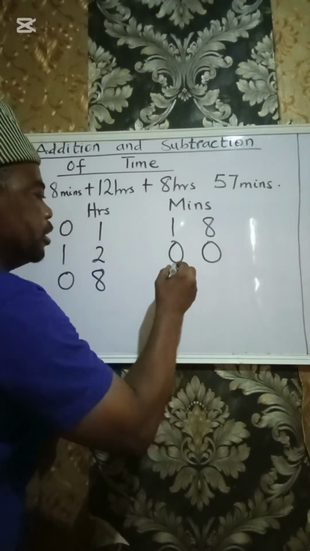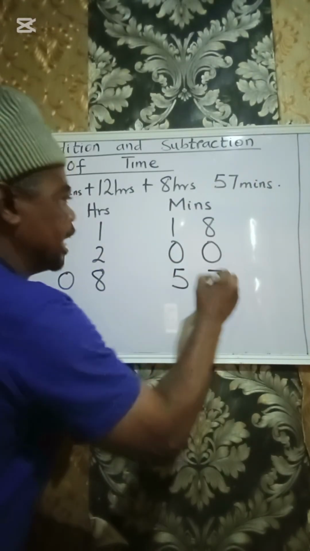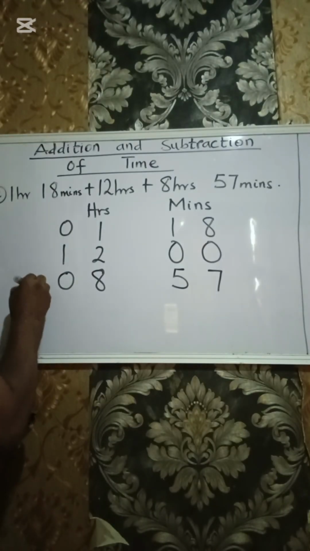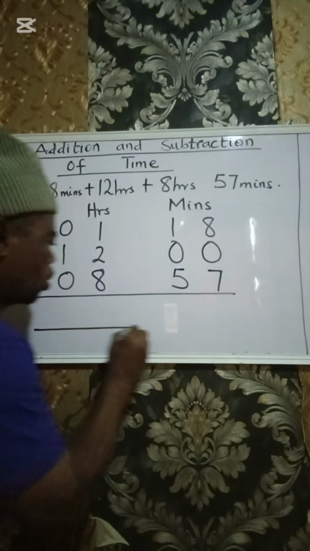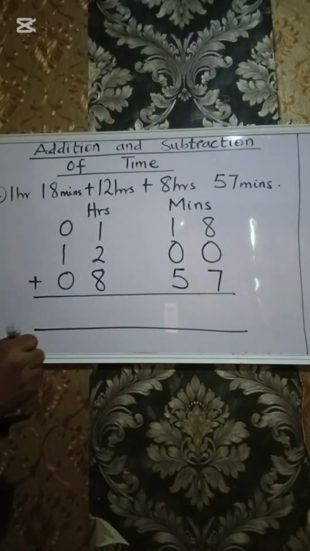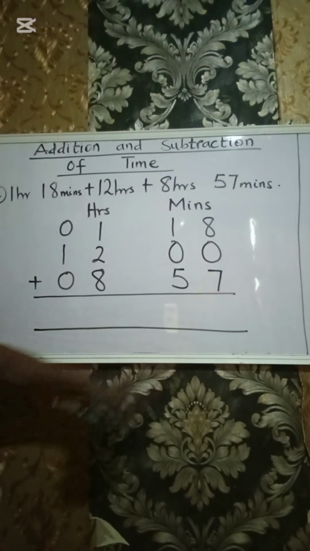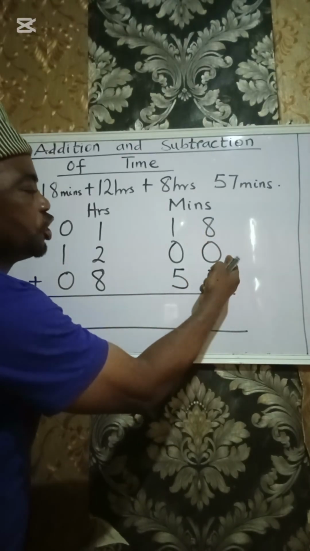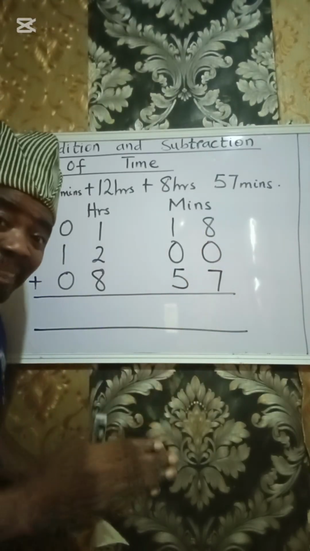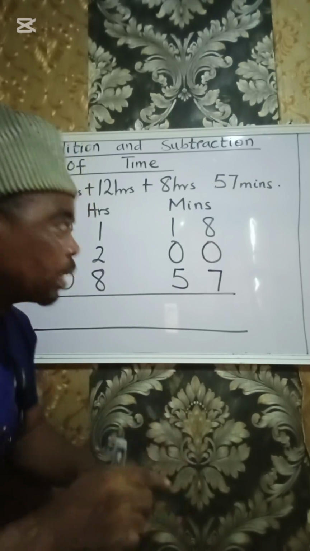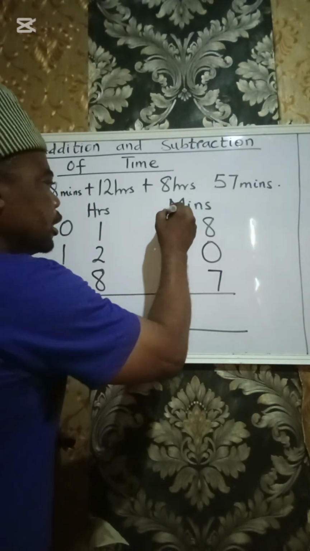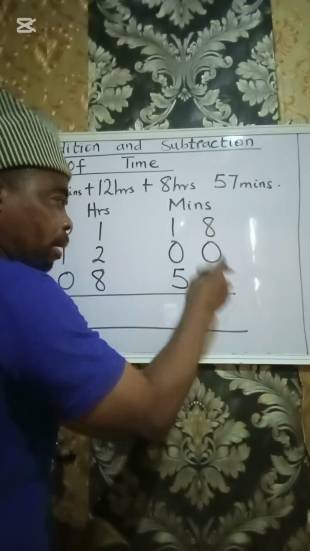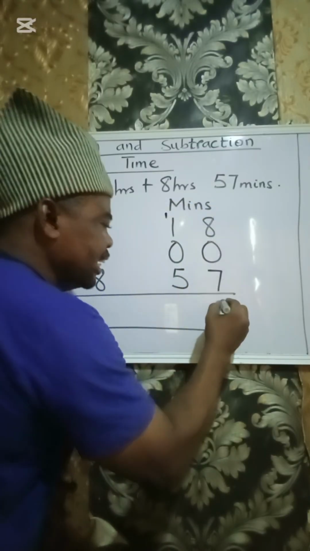Now here I'm having 57. Are we together? All right. I can hear your yes are very loud. Okay. Now we are adding. Let us add. We have 8 plus 0 plus 7. That definitely is going to give us 15. I know you know it. So normally, this one is normal. So we put 1 here and here is 5.